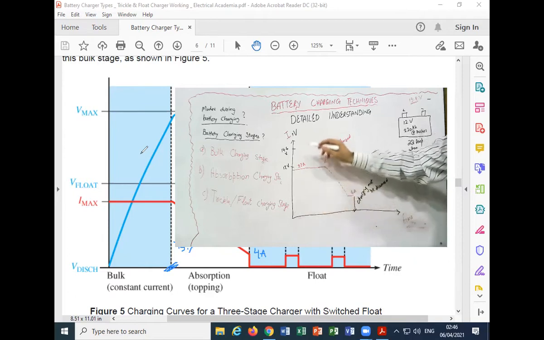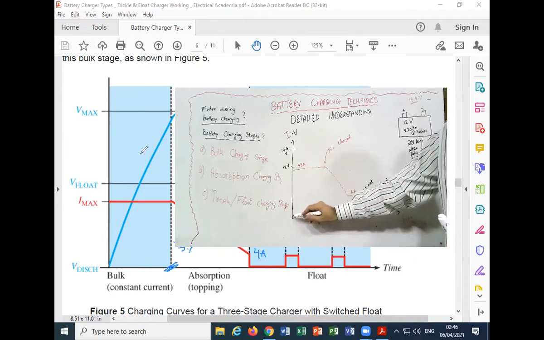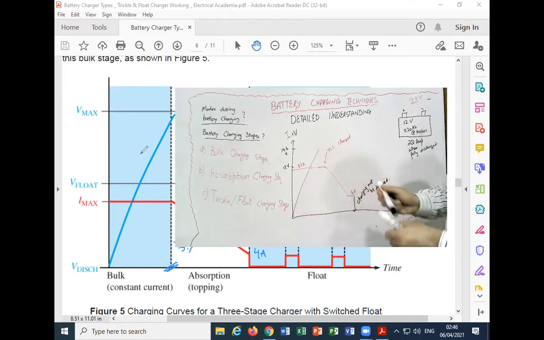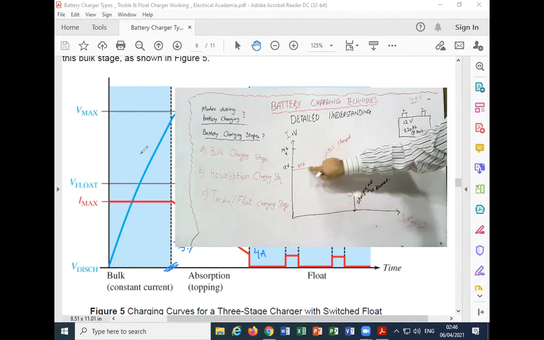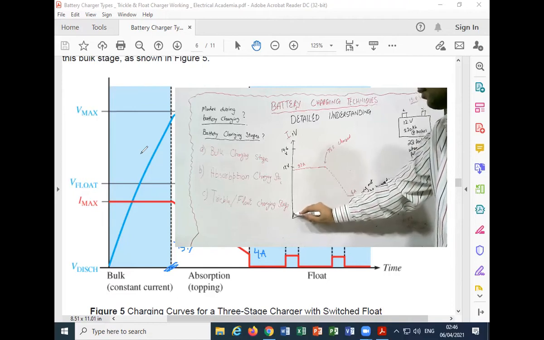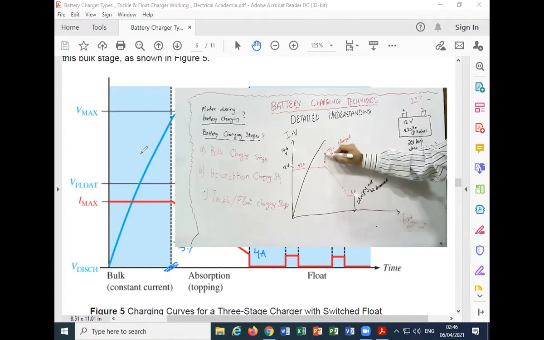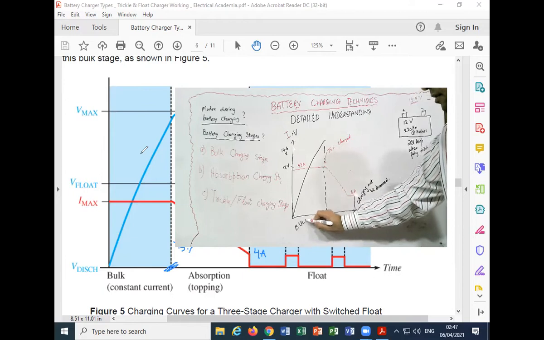Because, and what is the battery voltage now? The battery reaches this much. Sorry, let me use the black color. Now this is the battery voltage, the internal battery voltage. This is not the charging voltage. Now at the end of the bulk stage, this is the bulk charging stage.